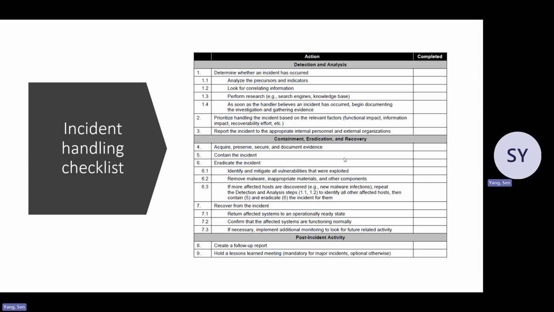Here is an overall list of the incident handling checklist. It basically covers three different parts: detection and analysis; containment, eradication, and recovery. The last part is post-incident activity. For my presentation, we'll be focusing on containment, eradication, and recovery.